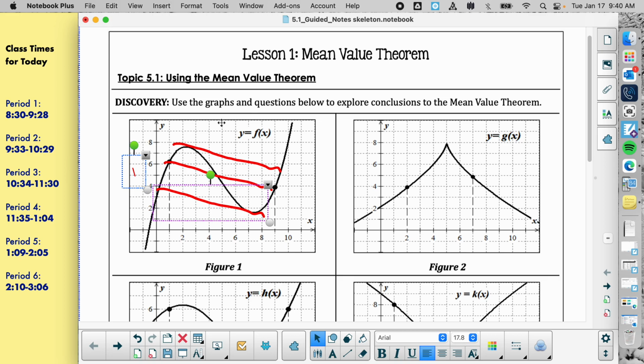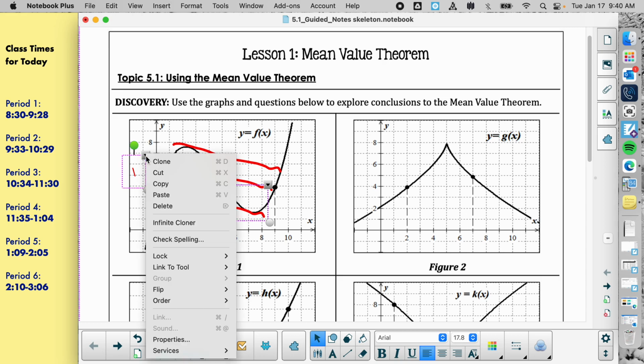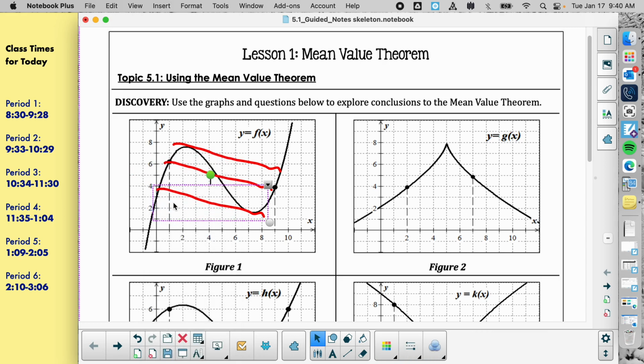So this is kind of what we're discussing today. It's called the mean value theorem. And it's the fact that there's going to be some locations between the 2 points that will have the same slope that you just drew. So this is going to be called the average slope, the secant line. This is the instantaneous slope.